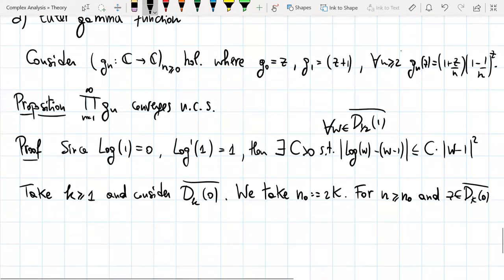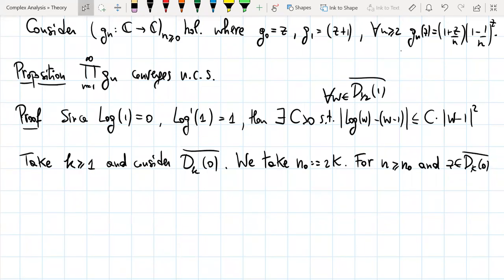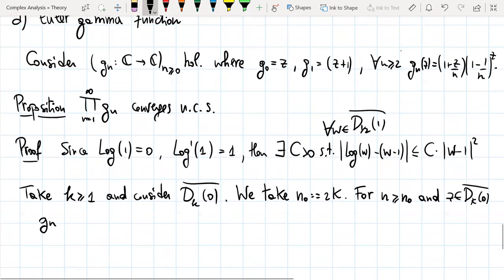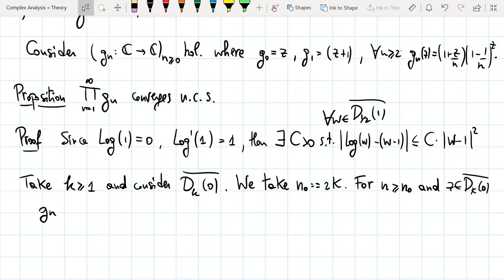what do we have is that the first thing is that Gn of the disk must be contained in the domain of the logarithm. So but what do we have here? So Gn of z must be contained in C minus infinity 0.